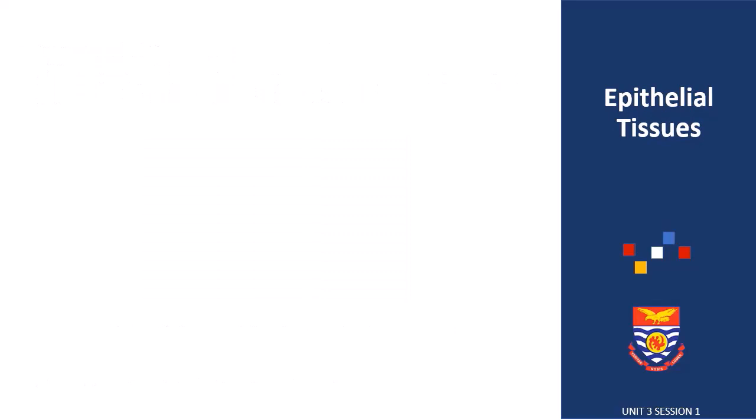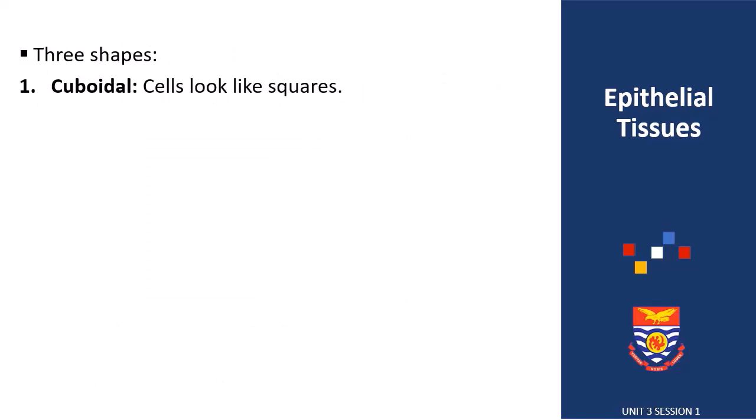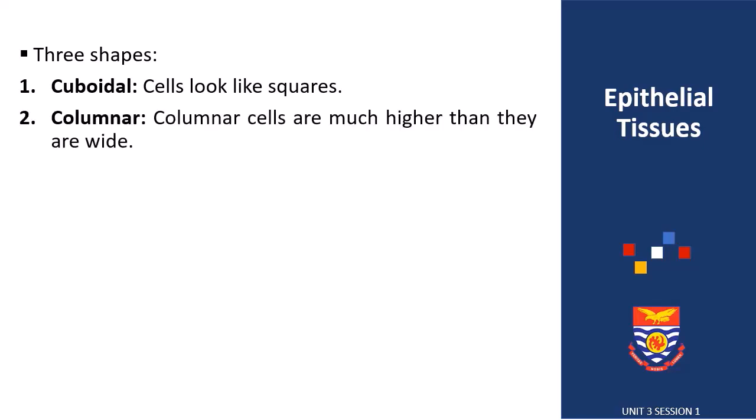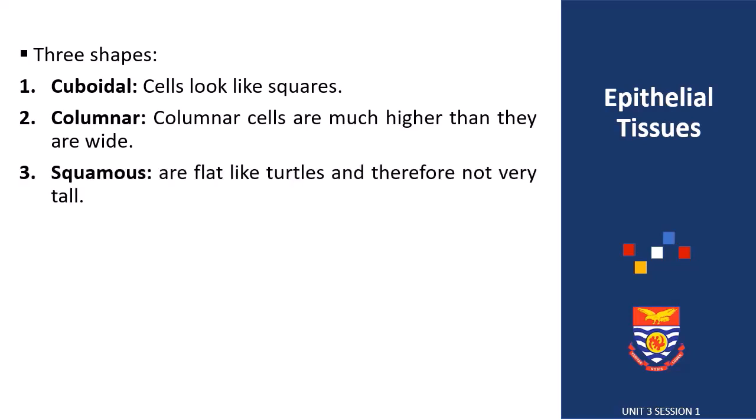Epithelial tissues come in different forms. So based on their shapes, it could be cuboidal epithelial tissue, or we could have columnar or squamous. For the cuboidal, they look like squares, whereas for the columnar ones, the cells are much higher than they are wide. And for the squamous, they are not very tall, however, they are flat.